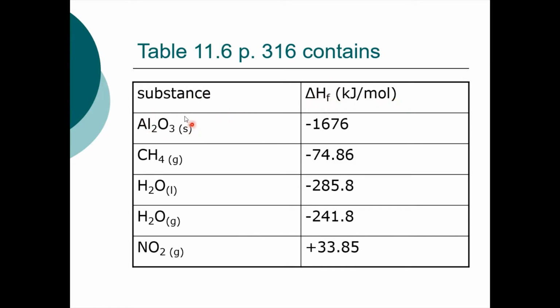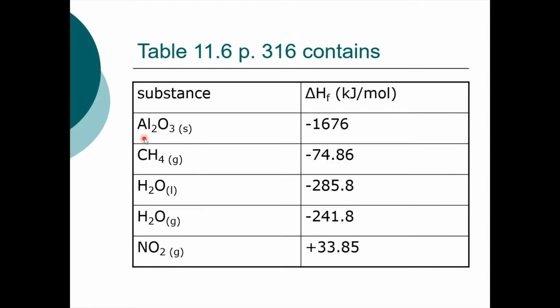So aluminum oxide, yes, heat of formation is negative 1676. For CH4, methane, heat of formation is negative 74.86. Those are all in kilojoules per mole. Basically what that means is, in order to make CH4 from carbon and hydrogen, you're going to get out 74.86 kilojoules for every mole of methane that's made.